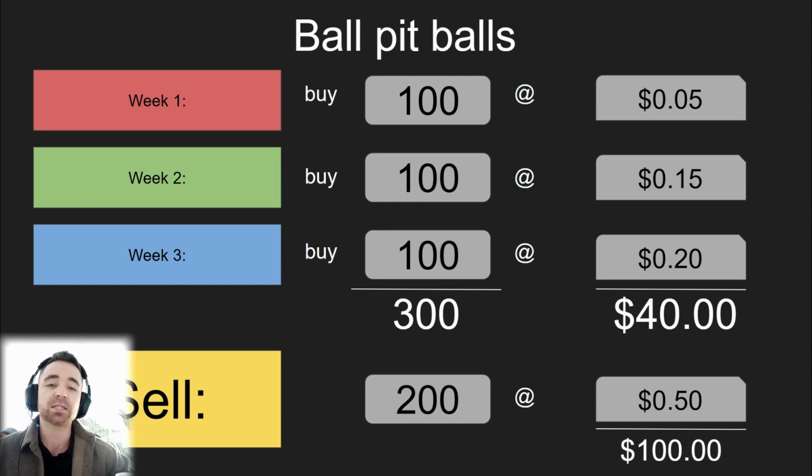There's no subjectivity about it. This has happened. We have purchased 300 balls. That did cost us $40. We then did sell 200 balls, and we did sell them for 50 cents each, and we made $100 profit, okay? This is where the objectivity, I guess you could say, finishes. So this is what actually happened.